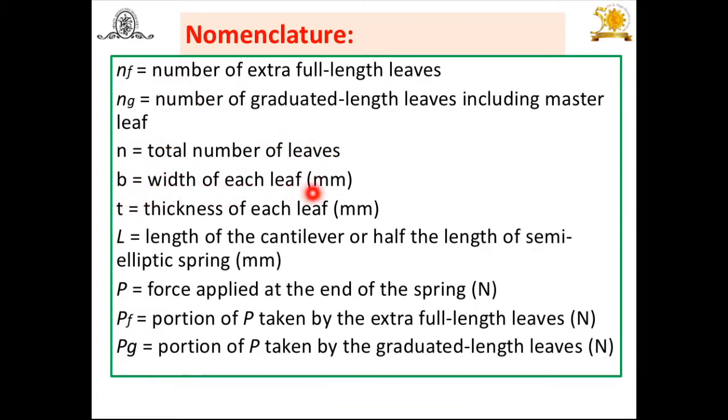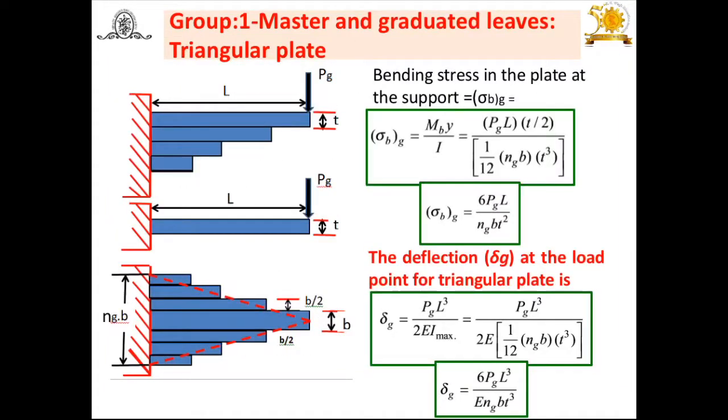Then B, width of each leaf. Then T, thickness of each leaf. L, length of cantilever or half the length of the semi-elliptic spring, I have already told. Then P, force applied at the end of the spring, on both sides here, that is at the eye. Then PF, a portion of P taken by the extra full length leaves in Newton, and PG means portion of P taken by the graduated length leaves. This nomenclature we are going to use in our analysis.